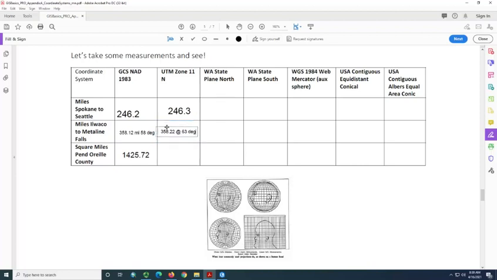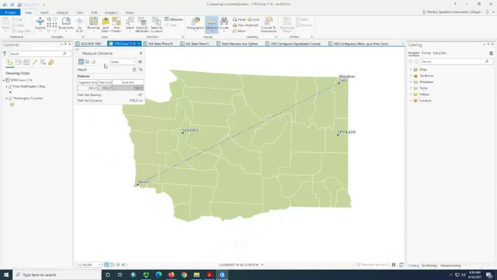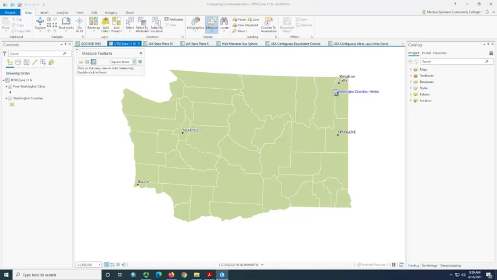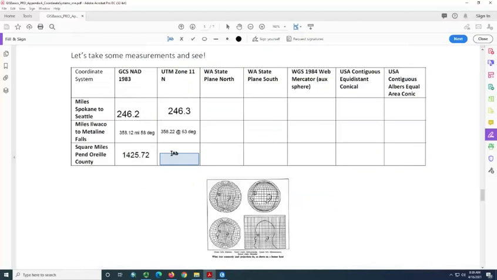Yeah. Okay, and then the square miles in Pend Oreille County. So we'll erase this, choose our measure feature tool, select square miles, click on the county, 1424.6. Okay.